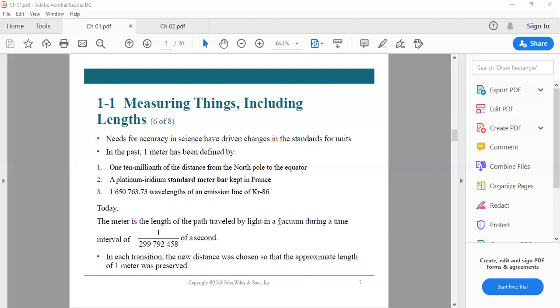But today, we define the meter as the length of the path traveled by light in a vacuum during the time interval of 1/299,792,458 of a second. In each transition, the new distance was chosen so that the approximate length of 1 meter was preserved. I'm sure that they differ to some degree, but this is what we finally settled on. I suppose because this could be produced all over the globe and you would still end up with the same length. That's the theory.